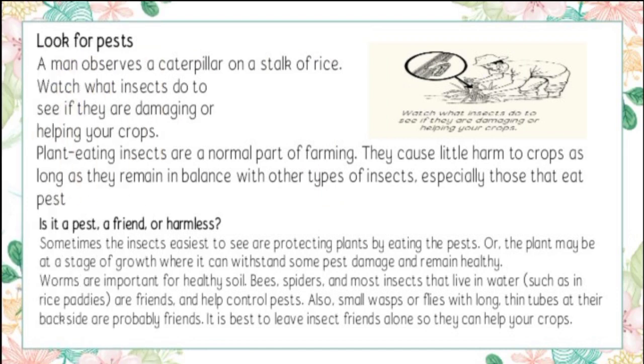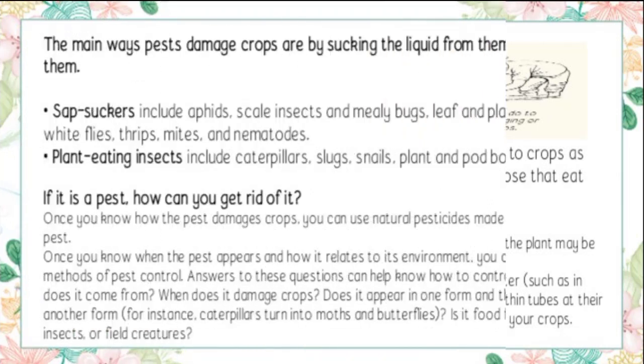Look for pests. They cause little harm to crops as long as they remain in balance with other types of insects, especially those that eat pests. Is it a pest, a friend, or harmless? Worms are important for healthy soil. Bees, spiders, and most insects that live in water, such as in rice paddies, are friends and help control pests.